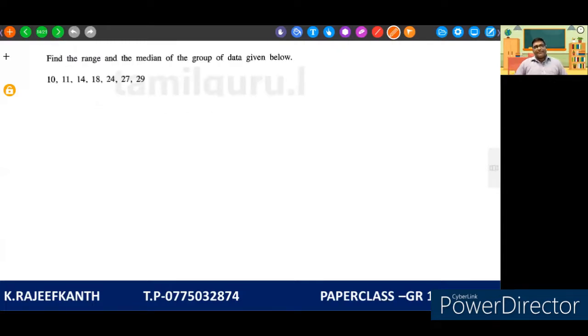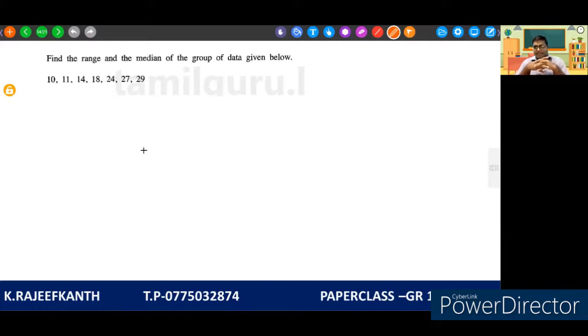The next one. Find the range and the median of the group of data given below. Here they have given 7 data values. Already you have learned in grade 8 how to find the range and the median of the data. If you want to find the range, you have to subtract the minimum value from the maximum value of that data. Then you can find the range of that distribution.